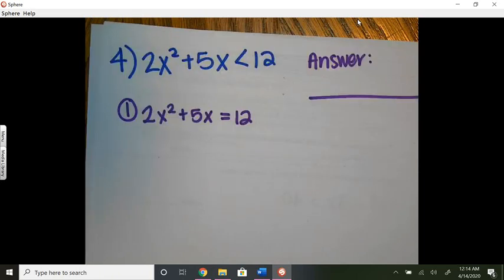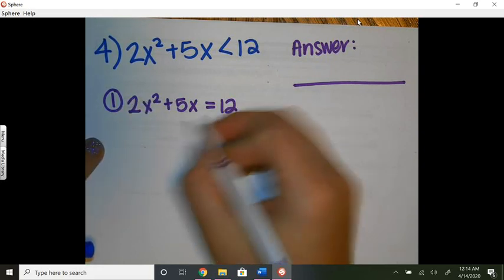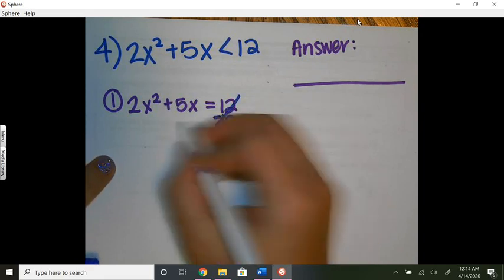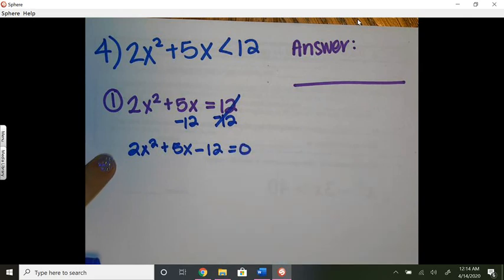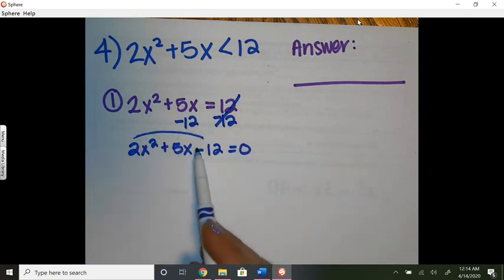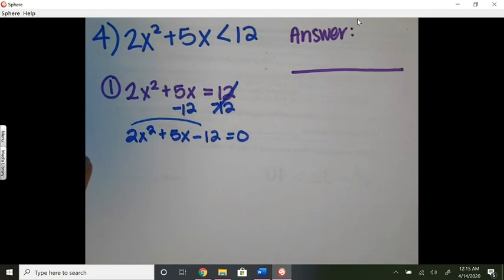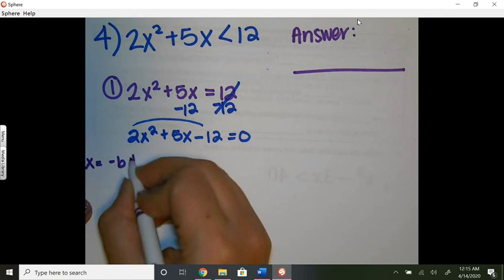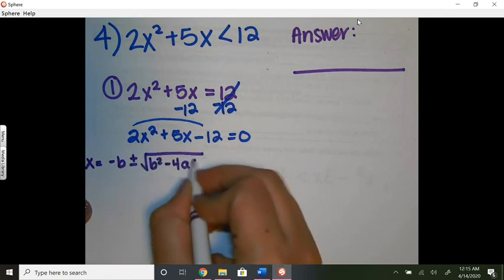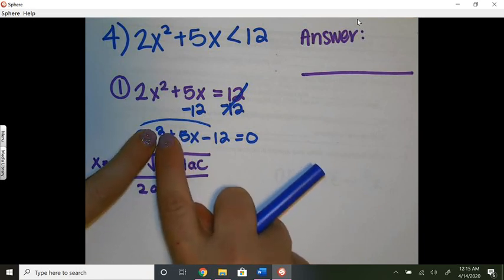When we solve this equation, one of the big focuses of this whole chapter has been on solving quadratic equations with exponents. To solve this, I'm going to subtract 12. I want to make it equal 0 so that I can either factor or use the quadratic formula. If I want to factor, I have to think of what multiplies to negative 24 and adds to 5. But because in the previous 3 videos in this section I did factoring, I'm going to use the quadratic formula. Remember, the quadratic formula is negative b plus or minus the square root of b squared minus 4ac, all over 2a. We can use it anytime we have an exponent of 2 and it equals 0.